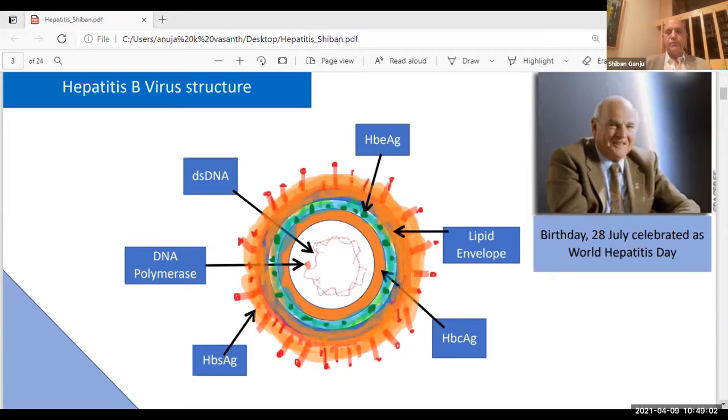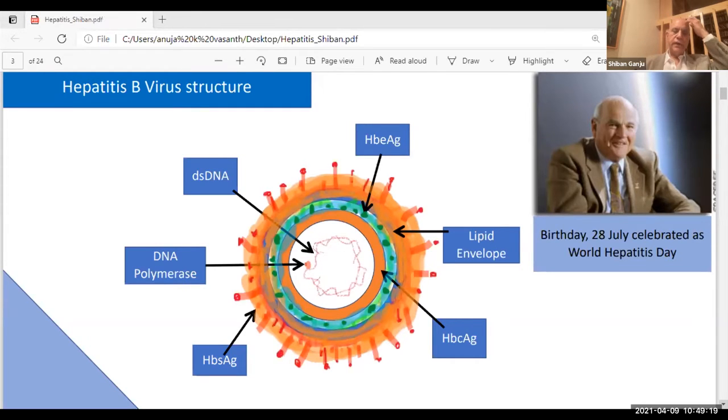Then we have HBeAg, hepatitis B e antigen. And then we have hepatitis B core antigen. So the measurements are normally done on these, that is the DNA, surface antigen, core antigen, and E antigen.